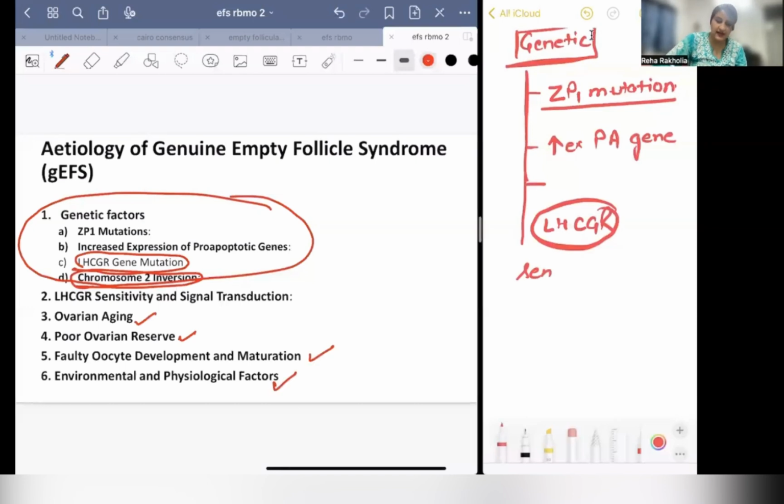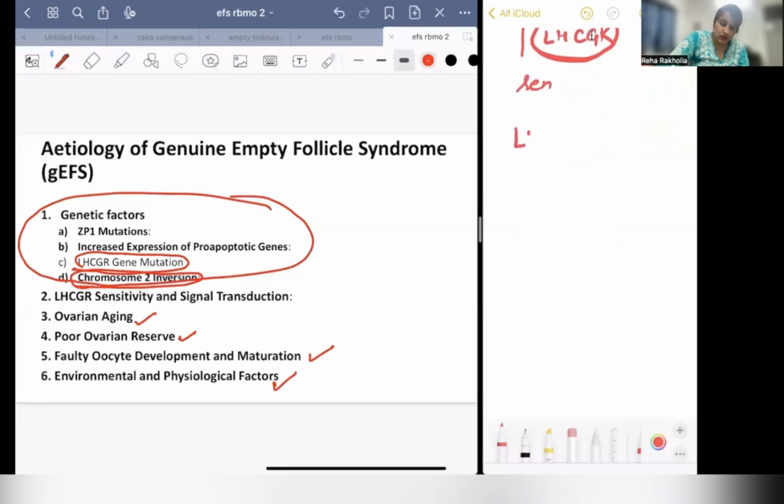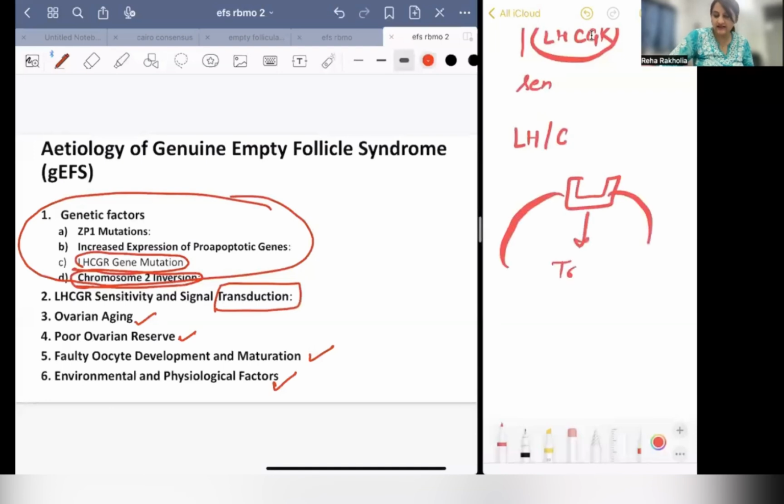What is LHCGR? LHCGR is luteinizing hormone and gonadotropin receptor, meaning the receptor for HCG and LH, we'll call it LHCGR. Either LHCGR is fine but the rest of the molecules, the transduction, is faulty, or LHCGR has a gene mutation so it won't work, or transduction is faulty.